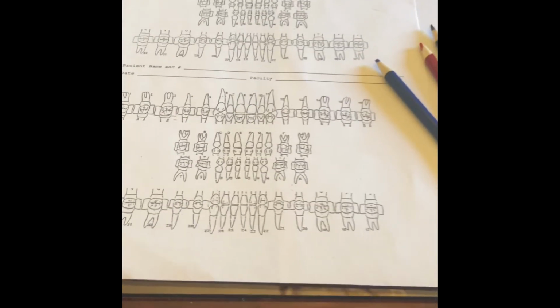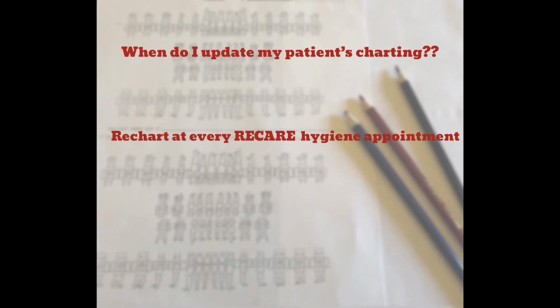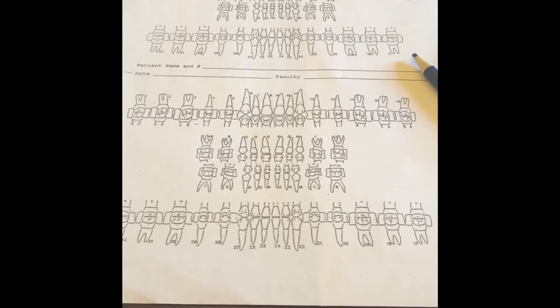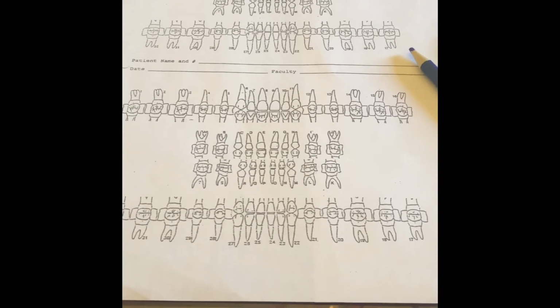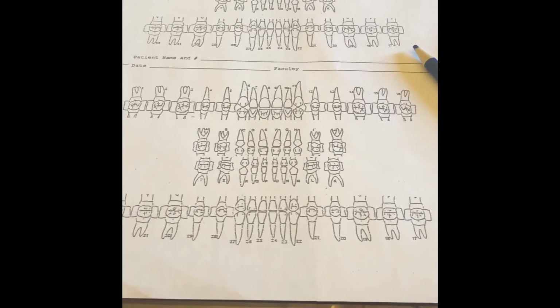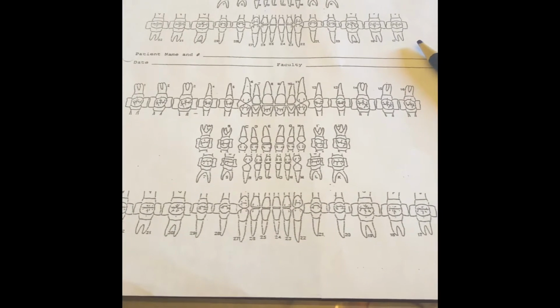Okay, so when do we chart? We chart at every recall appointment. We do a new charting form for every patient. When they come in, we rechart. They could have been in Hawaii and broken a tooth and gotten a new crown. They could have had a tooth fall out due to trauma. Anything can happen. So we always want to start fresh and look at the mouth.